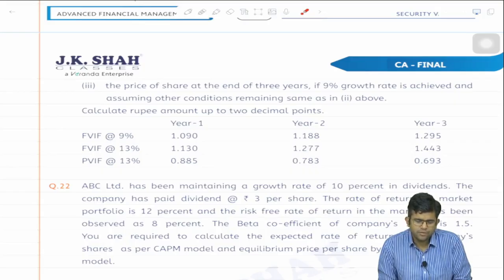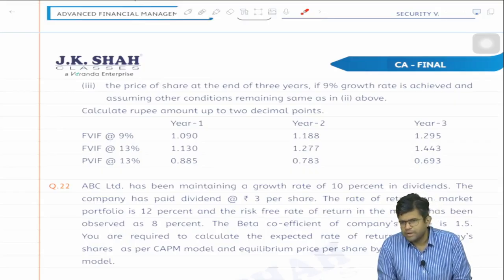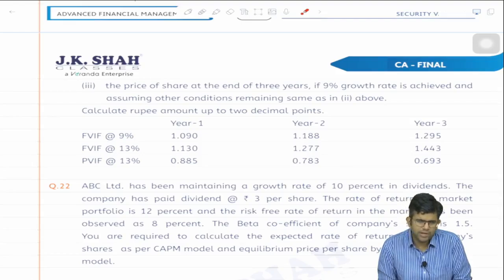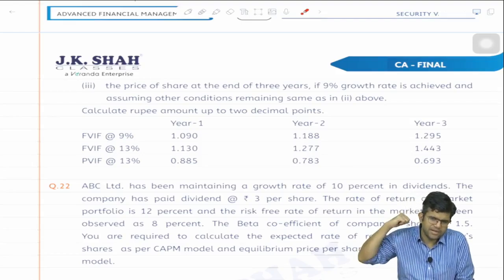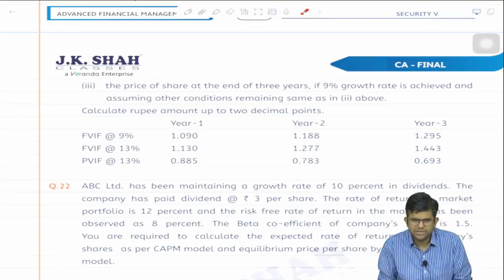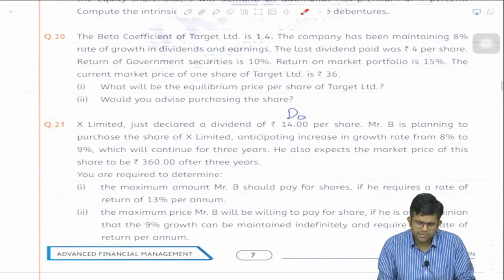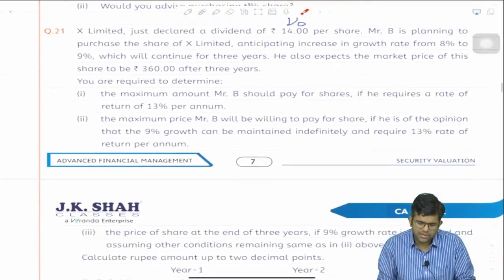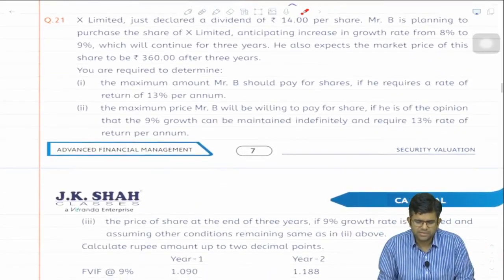Okay, so now figure out how to do it. D4, how do we get D4? D4 will be the earlier dividend, that is D3, 18.13, plus 9%, correct? 18.13 plus 9%, the whole upon the discounting rate given, which is 13%, minus 9%. Understood now what you are doing?